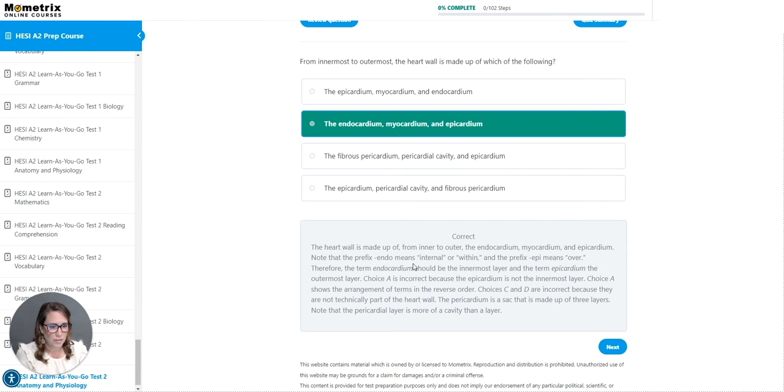And here it further shows you endo is internal or within, epi means over. And so the term endocardium, that's our most inner one, and epicardium is our most outer layer.